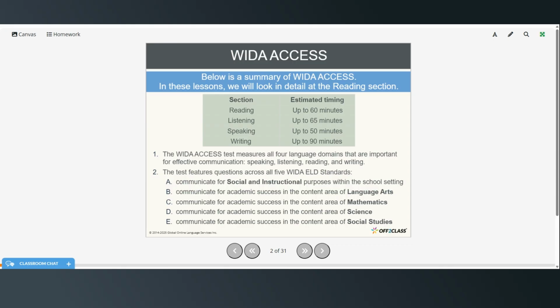Communicate for social and instructional purposes within the school setting. Communicate for academic success in the content area of language arts. Communicate for academic success in the content area of mathematics. Communicate for academic success in the content area of science. And communicate for academic success in the content area of social studies.